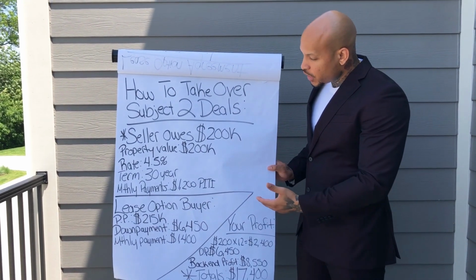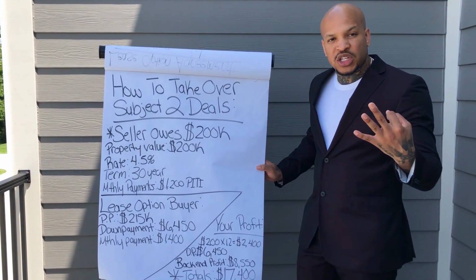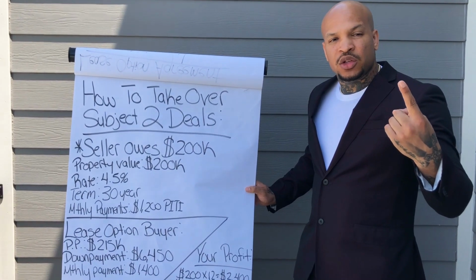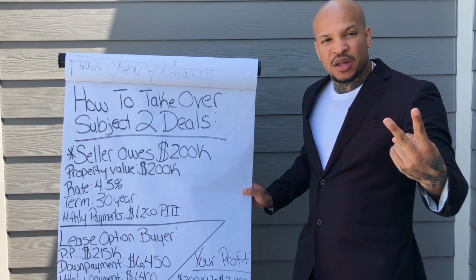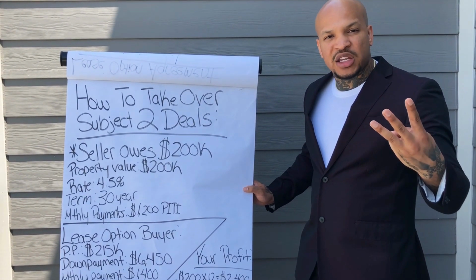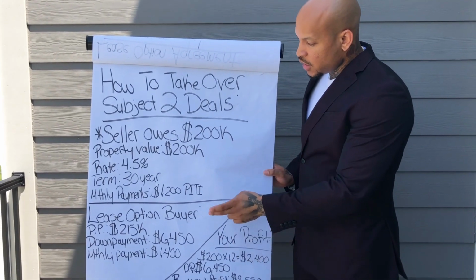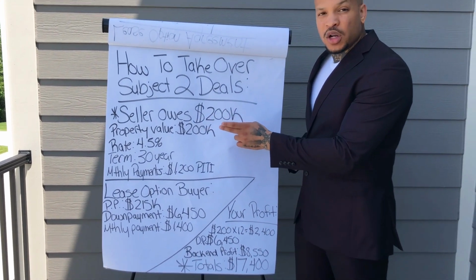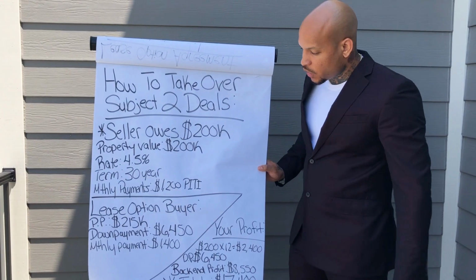I know this was a lot, but that's three ways you can get paid. You get the down payment money, you get the cash flow every month, and then you also get a back-end profit. And that's how you can make money off equity or no equity. This property has no equity in it.